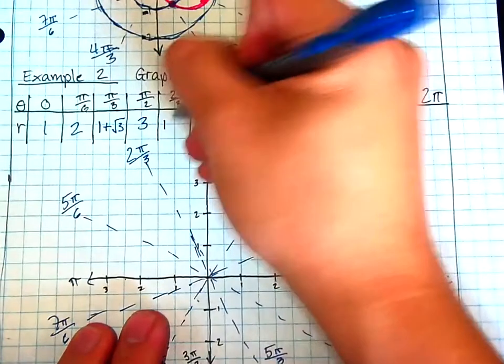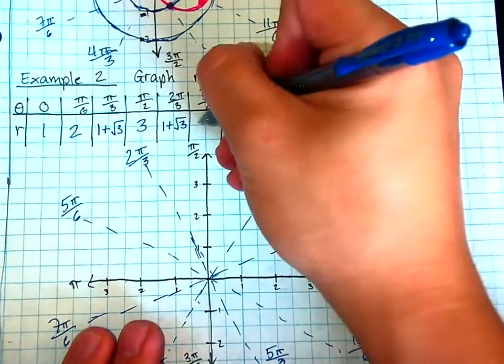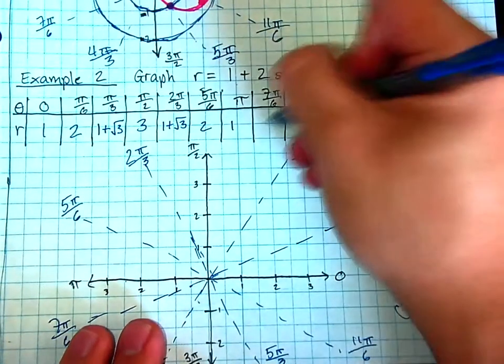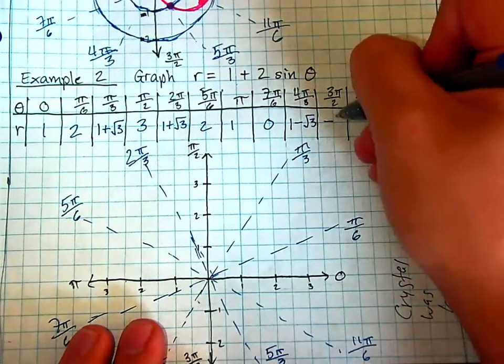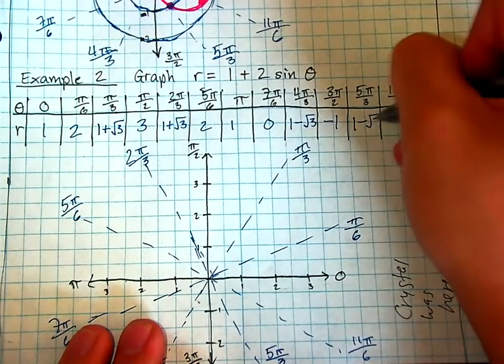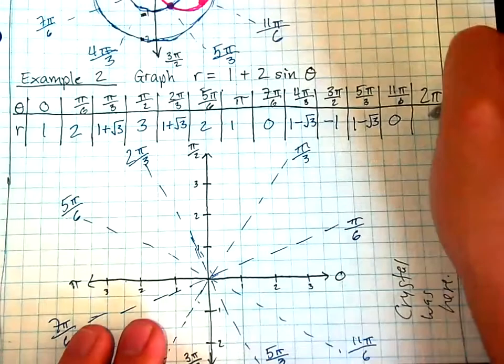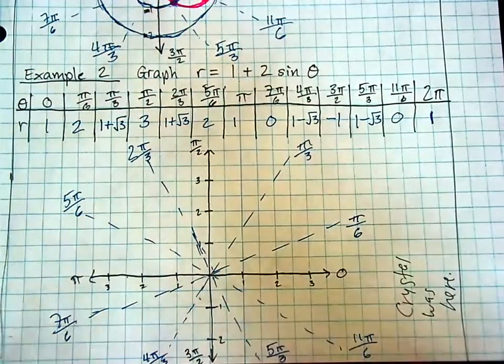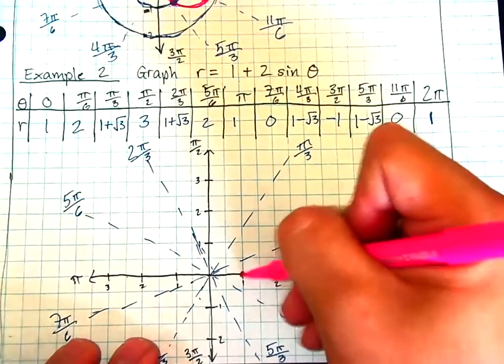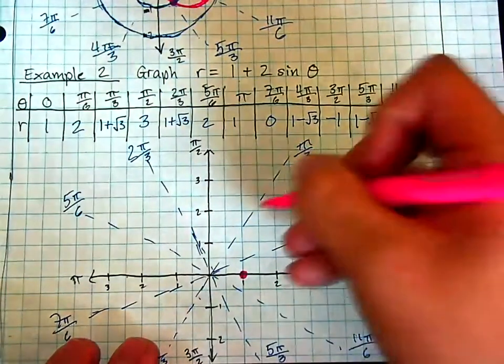3, 1 plus radical 3 again. 2, 1, 0, 1 minus radical 3, negative 1, 1 minus radical 3 again, 0, and 1. Okay, let's go ahead and graph everything. 0, 1, pi over 6, I'm going to be at 2.